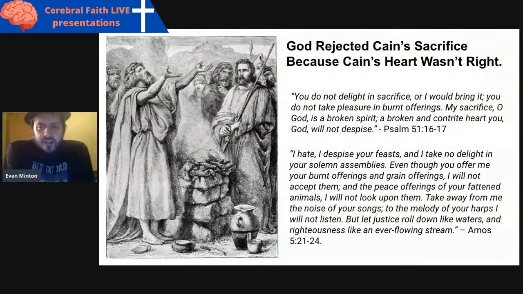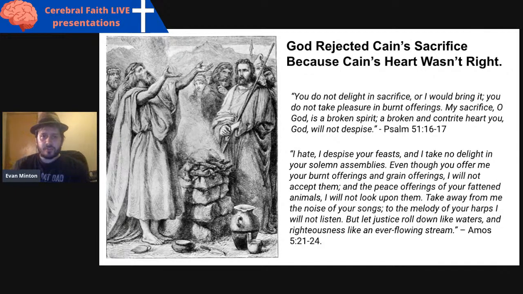I submit to you that God rejected Cain's sacrifice not because it was fruit instead of animals or anything about the sacrifice itself, but rather because Cain's heart wasn't right. In Psalm chapter 51, verses 16 to 17, we read, quote, "You do not delight in sacrifice, or I would bring it. You do not take pleasure in burnt offerings. My sacrifice, O God, is a broken spirit, a broken and contrite heart. You, God, will not despise," end quote.